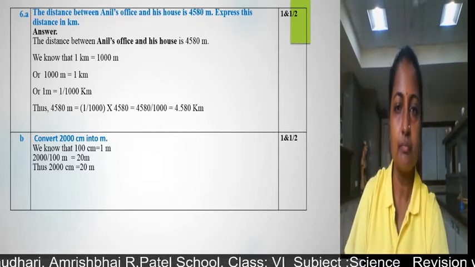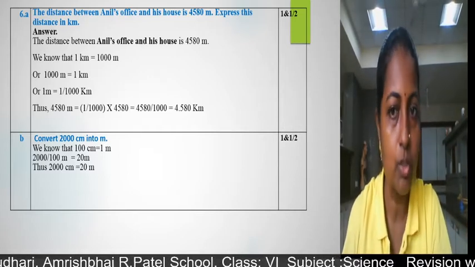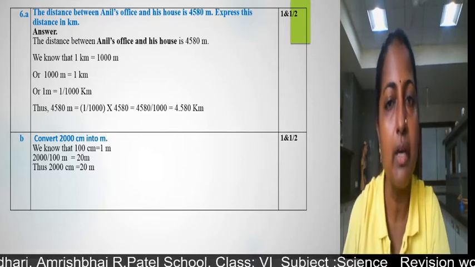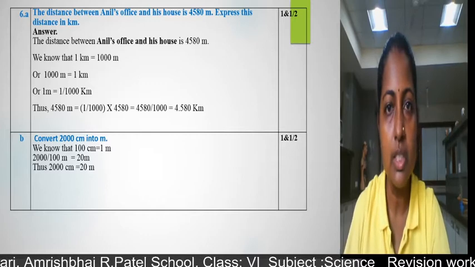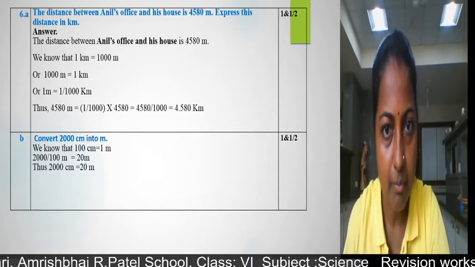And for B question, convert 2000 centimeter into meter. So again 100 centimeter is equal to 1 meter. So you have to divide 2000 by 100. So you will get 20 meter as the answer. So both A and B have 3 marks.